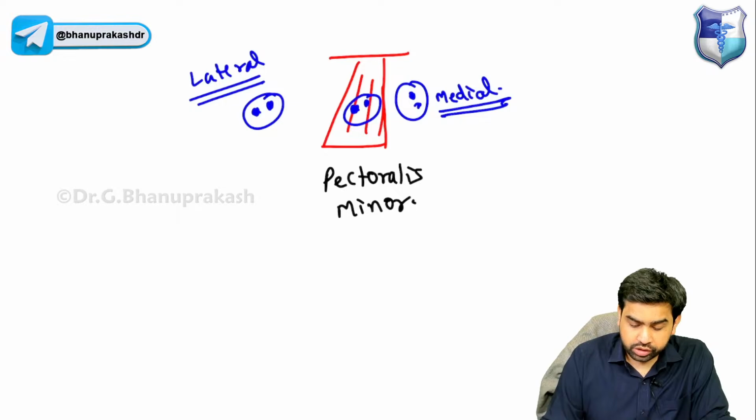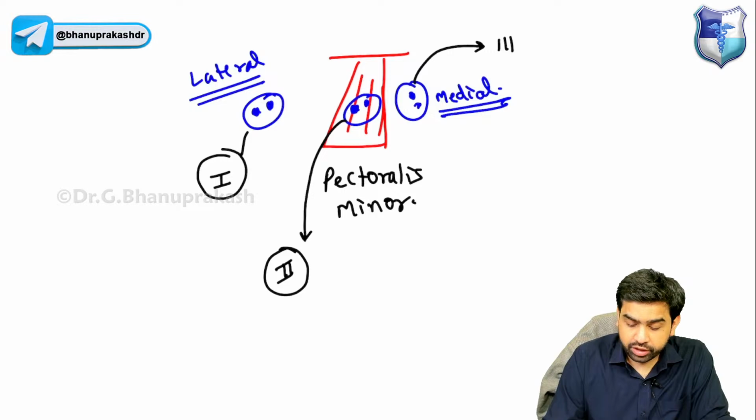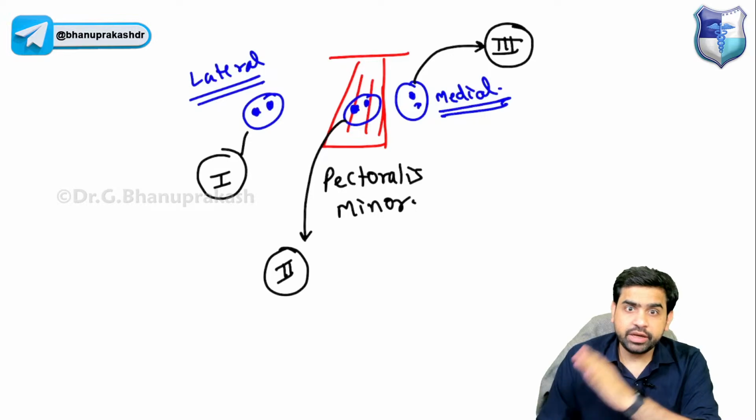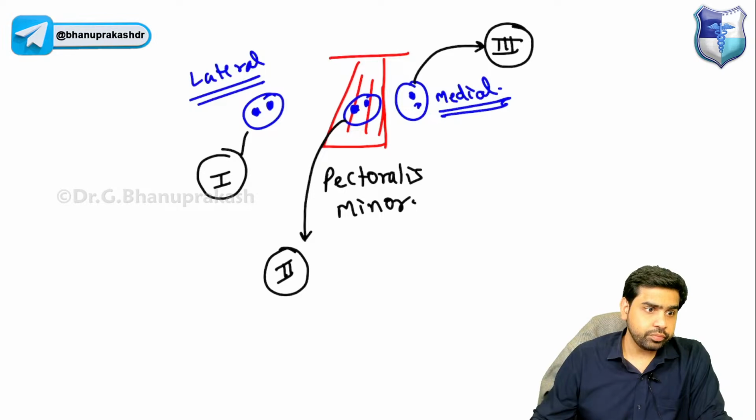So please try to understand: the group of lymph nodes which is lateral to the pectoralis minor is the lymph node station 1. The group of lymph nodes which is behind the pectoralis minor is the lymph node station 2. And the group of lymph nodes which are medial to the pectoralis minor is the lymph node station 3. So lateral, behind, and medial to the pectoralis minor. So 1, 2 and 3. I hope you are able to understand this.